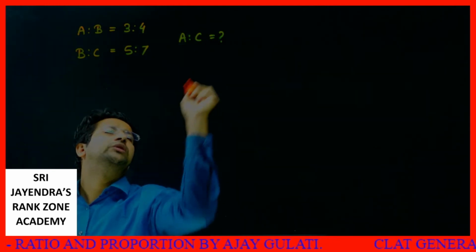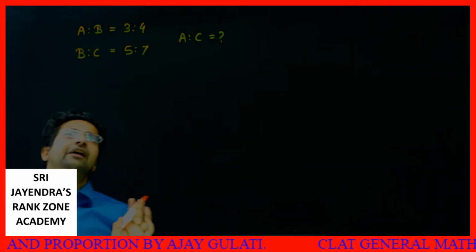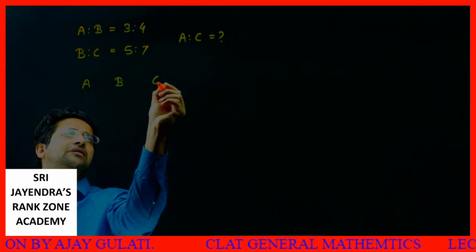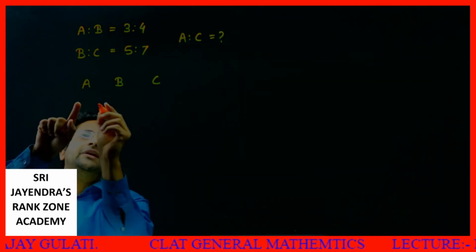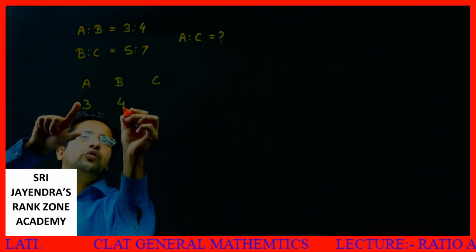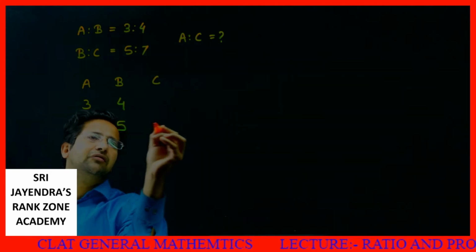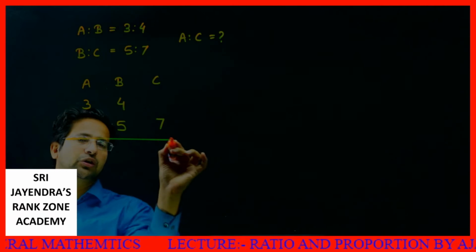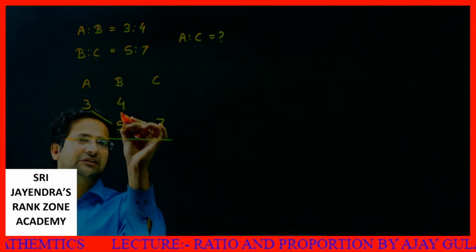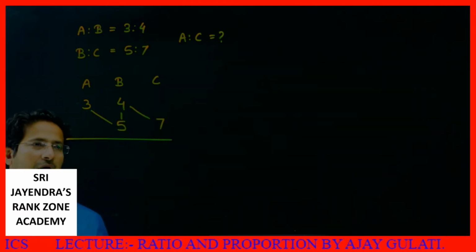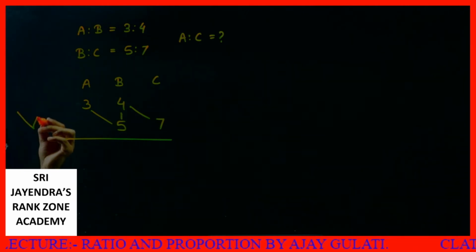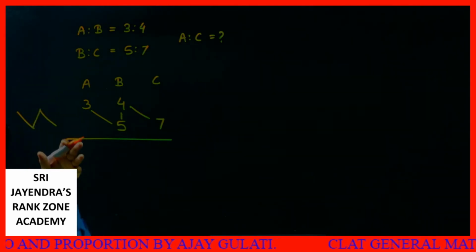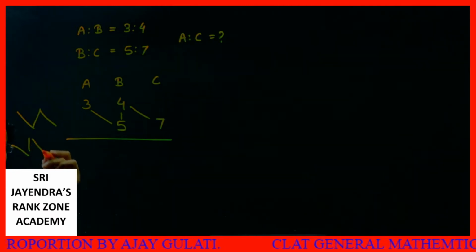How do we do this? See students, when we have a triple ratio, how do we write? We write A, B, C. First of all, AB is 3 is to 4. BC is 5 is to 7. Now how do we get ABC in one single shot? This is A, this is B, this is C. This is the pattern, like a tilted N.